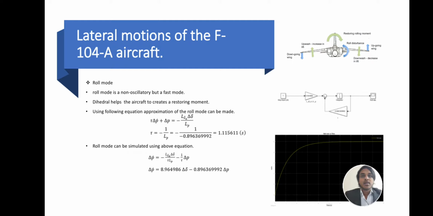Let's take a look at the lateral motion of the F-104A fighter aircraft. There are three major lateral modes of an aircraft. These are roll mode, spiral mode, and Dutch roll mode. First, let's look at the roll mode of the aircraft.